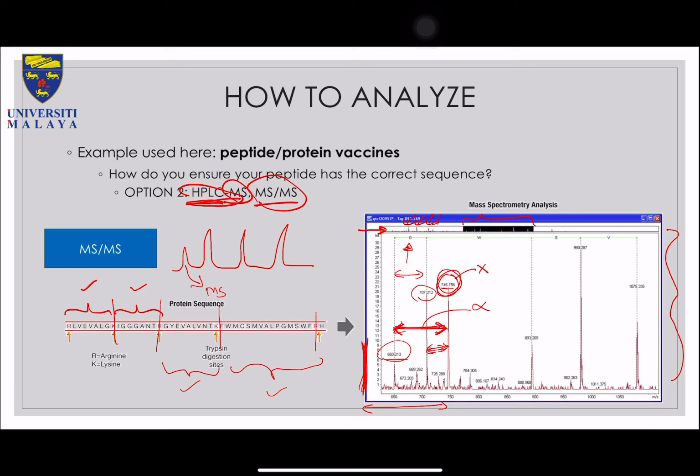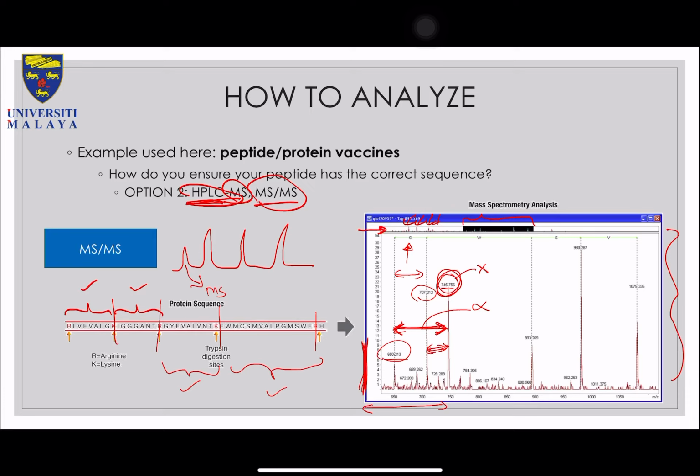So it might be something, but when you do your analysis, if the mass difference does not correspond to any amino acid, you'll either take it out of the equation, or you can just KIV, or keep in view, for a different mass analysis.